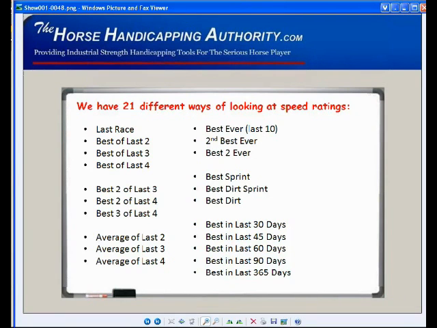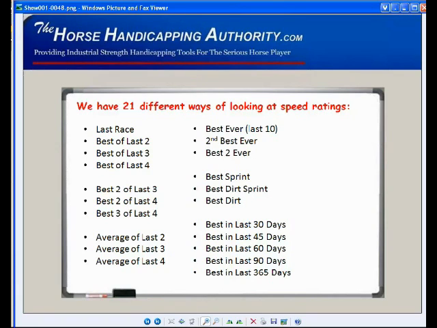Okay? So as you can see, there's a lot of different ways of looking at it. Now, when people talk about speed ratings, it's like somebody says, well, what if you bet the Beyer number? Well, which Beyer number? I mean, if a horse has got 10 pace lines, he's got 10 Beyer numbers. So the question is, in which kind of race do you use which pace line or pace lines together?